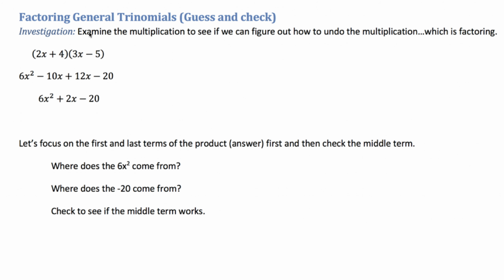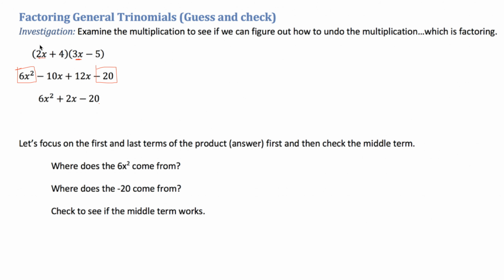What we want to notice here is to examine the multiplication to see if we can figure out how to undo the multiplication, which is factoring. So here, this is multiplied: 6x squared minus 10x plus 12x minus 20. The really easy ones to see are the first and last terms. So this 6x squared came from multiplying these two. So let's focus on the first and last terms first. Where does 6x squared come from? That's from the 2x times the 3x.